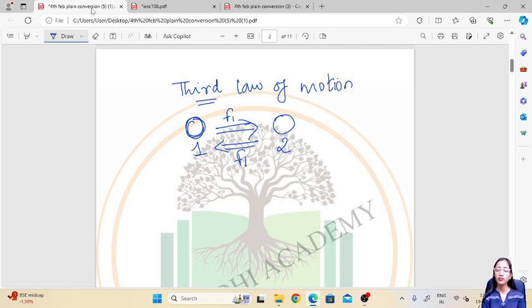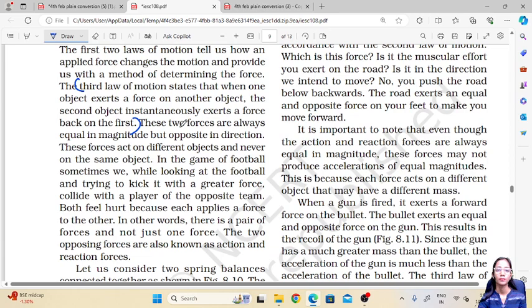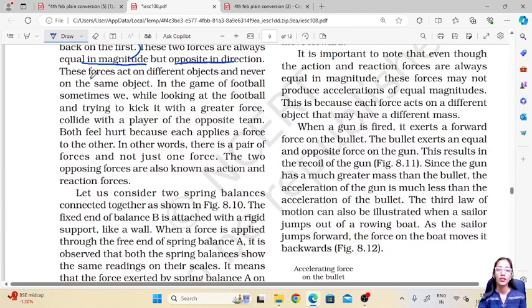So if the first object exerts a force F1 on the second object, then the second object also exerts an equal and opposite force on the first object. This is Newton's third law of motion. These two forces are always equal in magnitude, means same amount, but they are opposite in direction. They cannot be in the same direction because there are two different objects. These forces act on different objects and never on the same object.